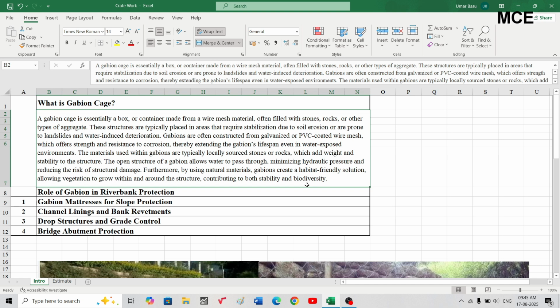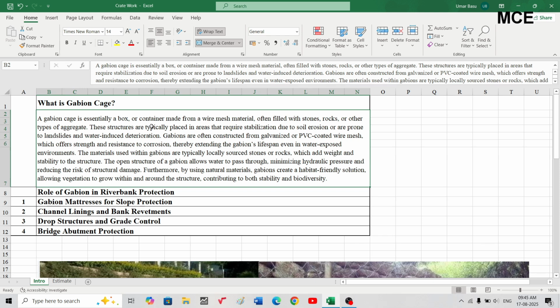In this video, you will learn how to prepare a detailed estimate of a Gabion cage. So what is a Gabion cage? A Gabion cage is essentially a box or container made from wire mesh material, and it is often filled with stones, rocks, or other types of aggregates.